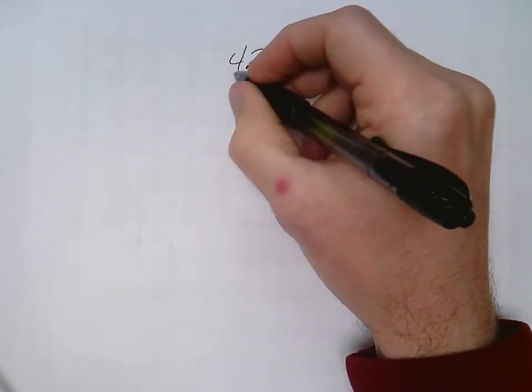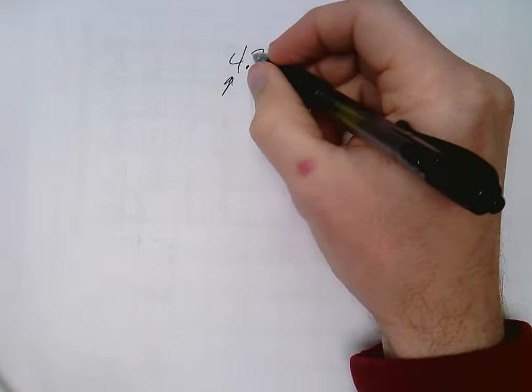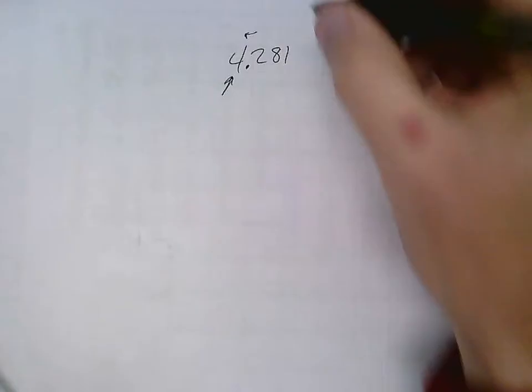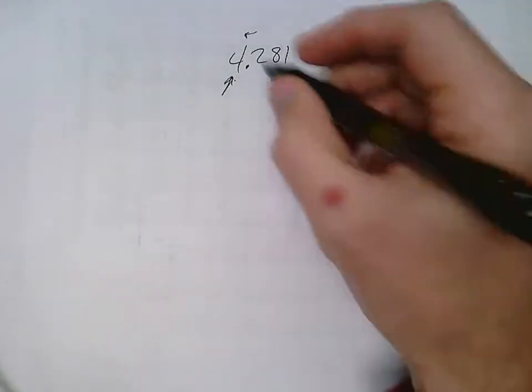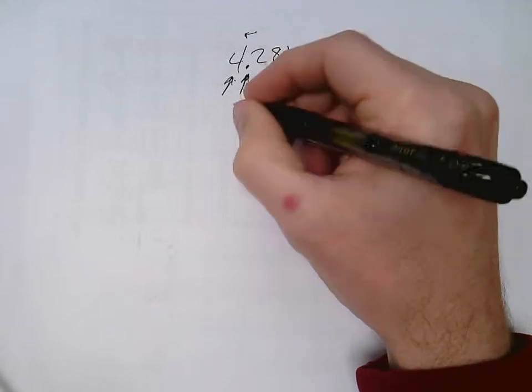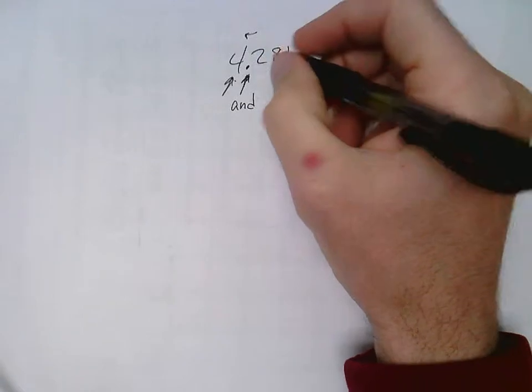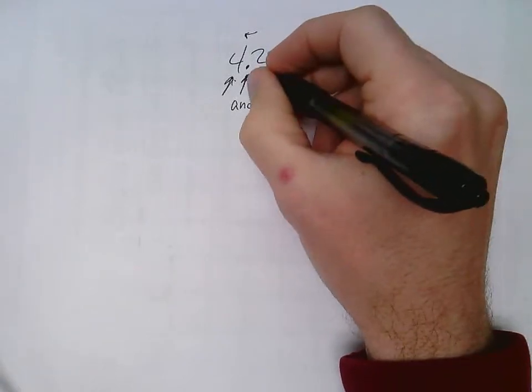So we read this. To the left of the decimal point, we read as we normally would. 4. When we get to the decimal point, we say and. The only time we ever say the word and in a number is where there's a decimal point. We never say and anywhere else. Then we have 281 here.